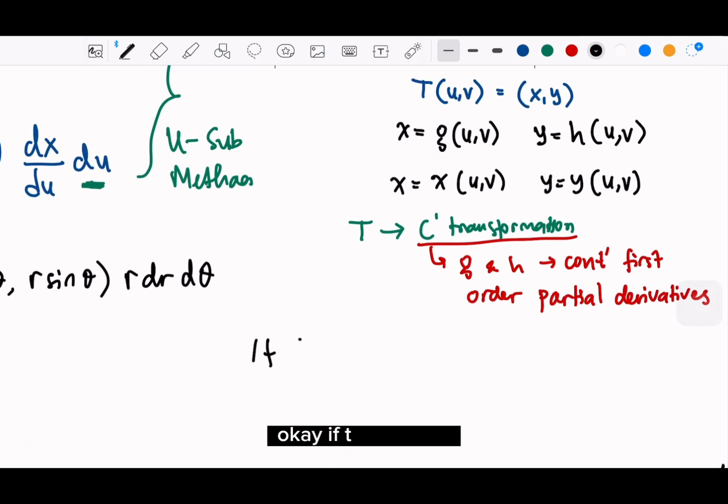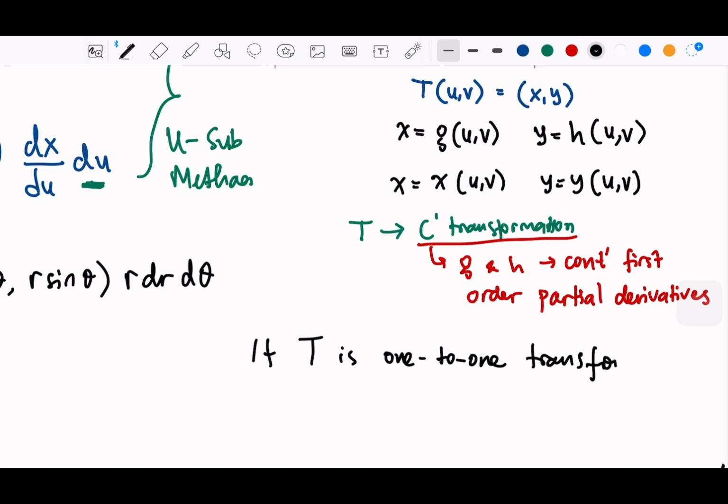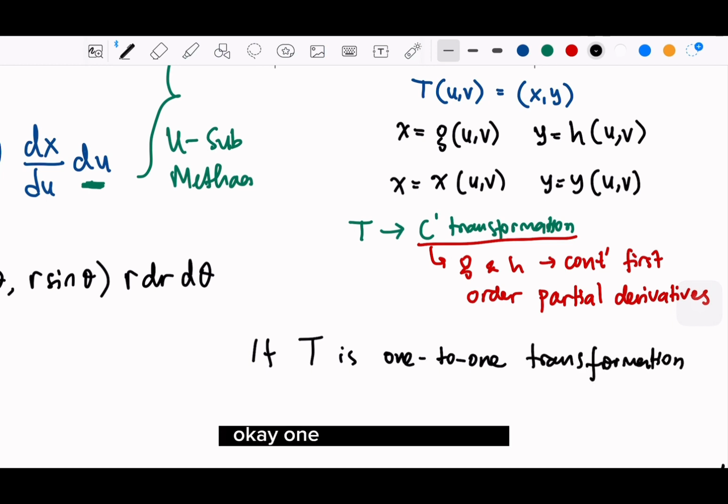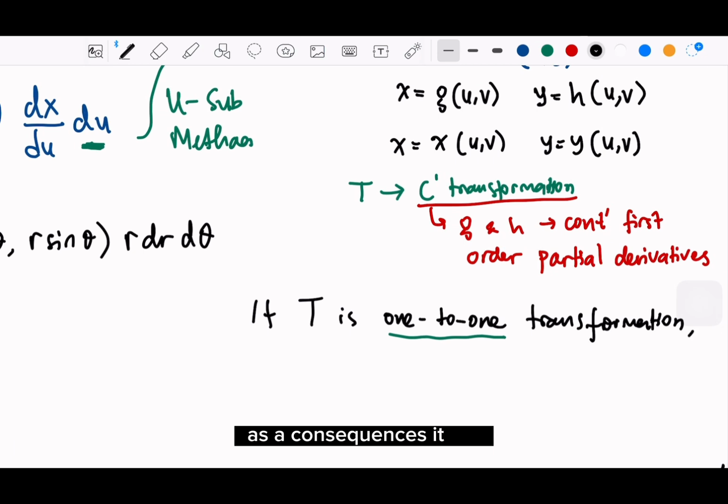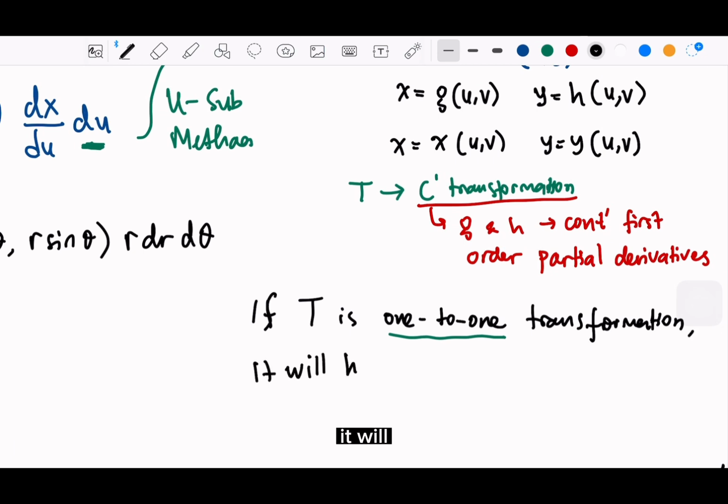Okay, if T is a 1-to-1 transformation, 1-to-1 means that as a consequence, it will have an inverse.